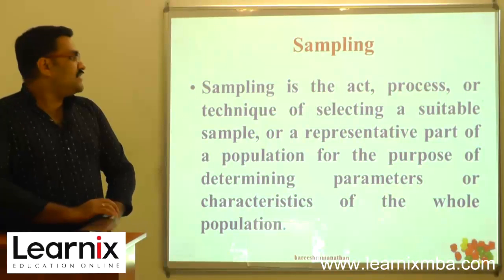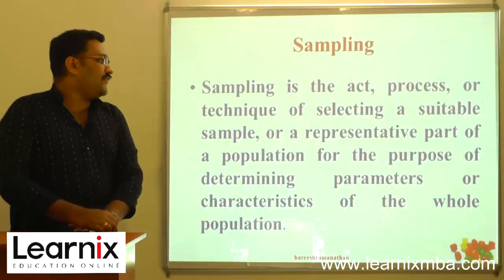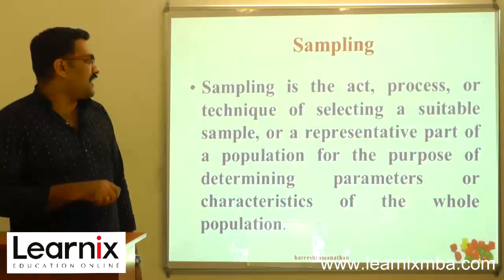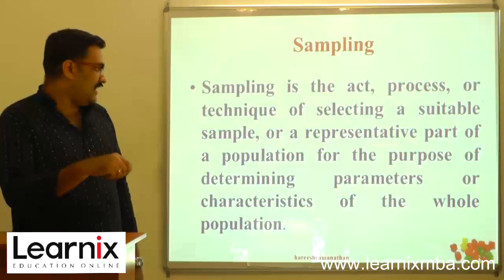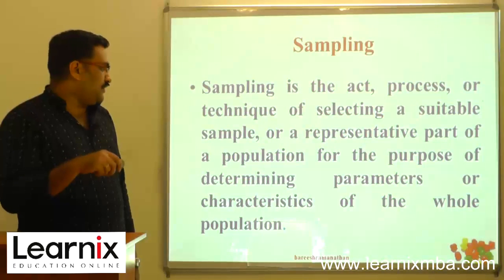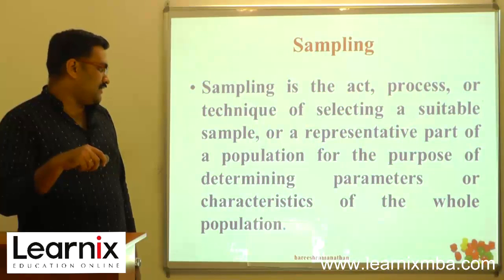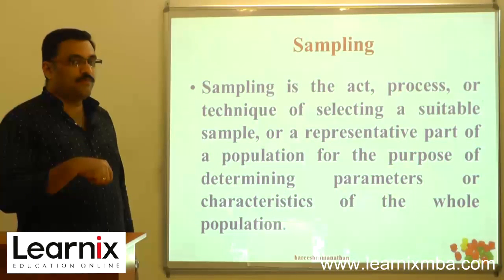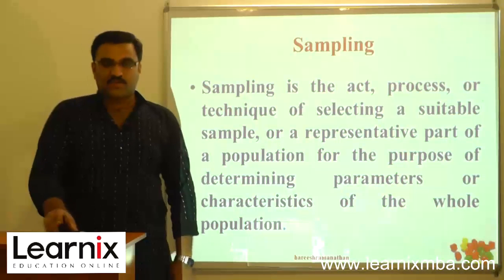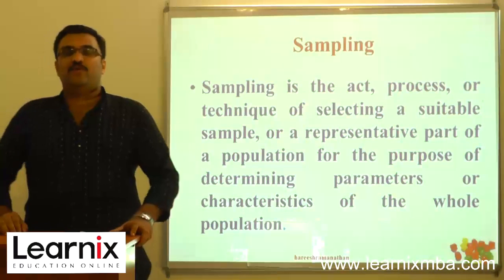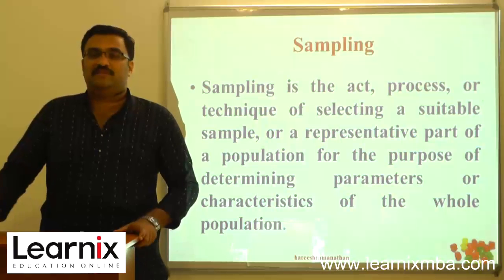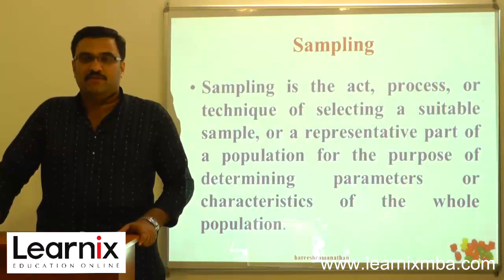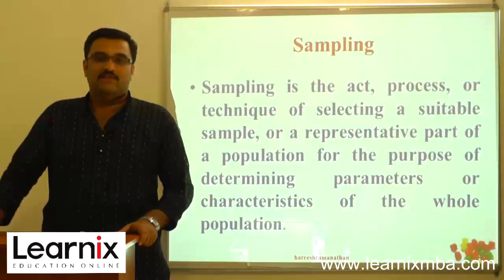Sampling is the act, process or technique of selecting a suitable sample or a representative part of a population for the purpose of determining parameters or characteristics of the whole population. Especially in social sciences, people may be asking why you want to go for samples. Why is it impossible for you to approach the whole population as such?